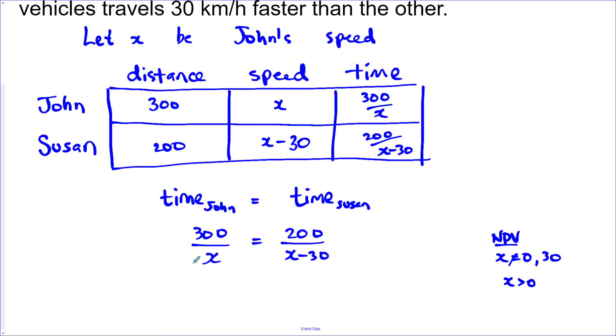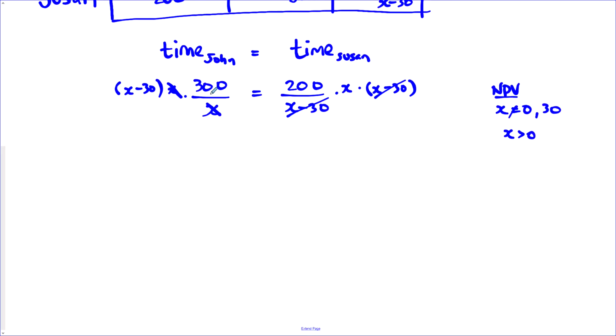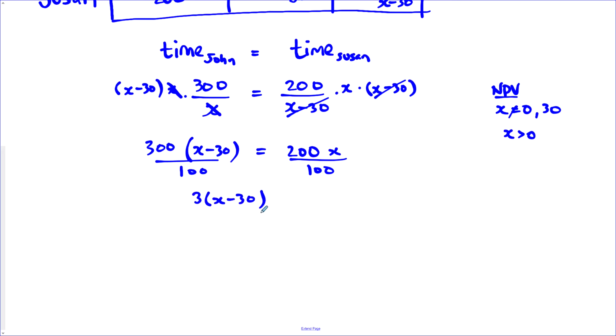Now let's solve this by multiplying each side by x. I'll get rid of it on this side, and multiply both sides by x minus 30, this x minus 30 family on both sides. And then we've got rid of our denominator. Next we can rewrite this, 300 times x minus 30 equals 200x. Let's divide both sides by 100, make it simpler. We got 3 times x minus 30 equals 2x.